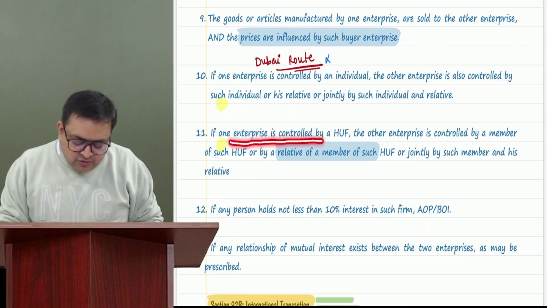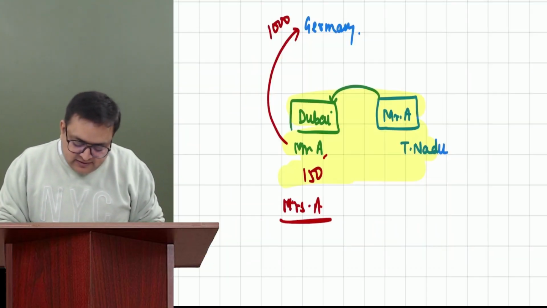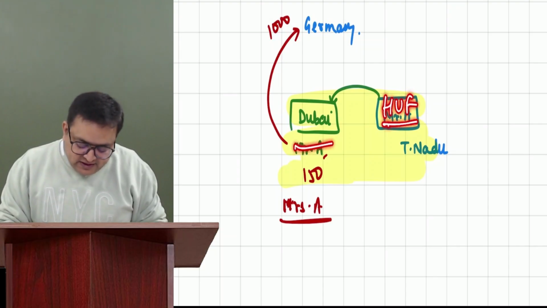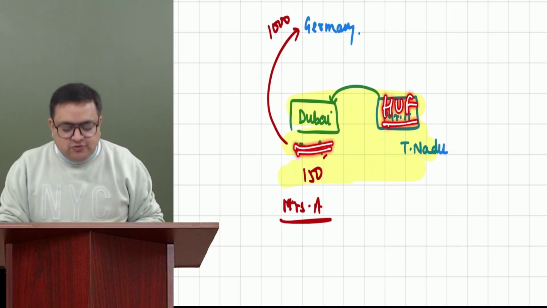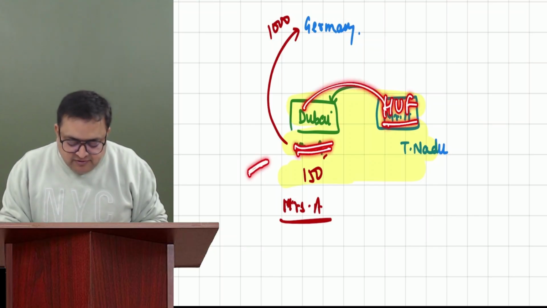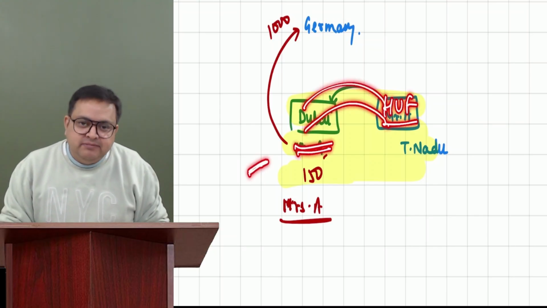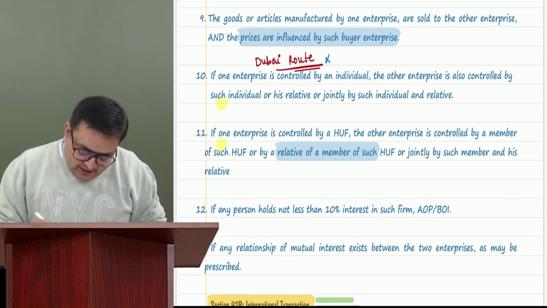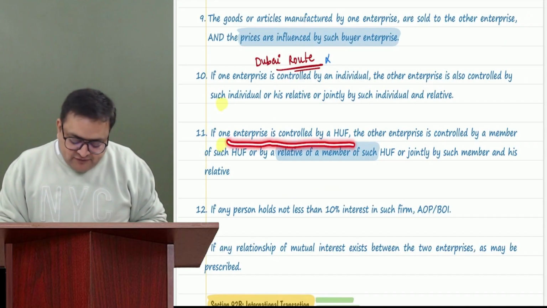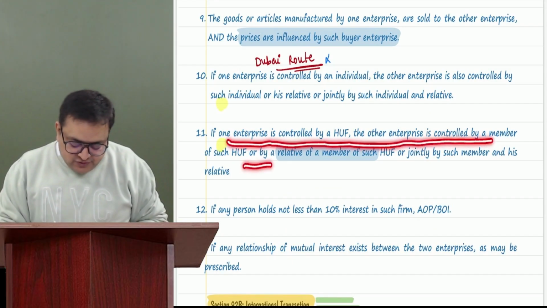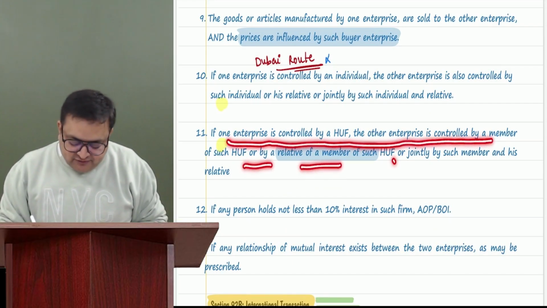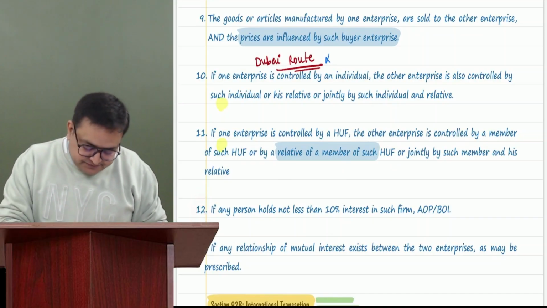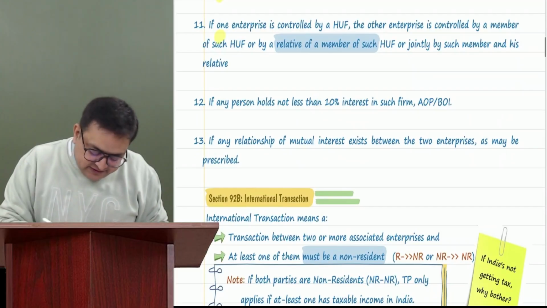If one enterprise is controlled by HUF, let's say for example, here this is HUF. This enterprise is a HUF business. And let's say here in Dubai, any member of the HUF has opened a business. So this transaction happening between HUF and another member of HUF will also be an associated enterprise transaction. So if one enterprise is controlled by HUF, the other enterprise is controlled by a member of such HUF or a relative of the member of such HUF, then they both will also be called associated enterprises. Getting it?